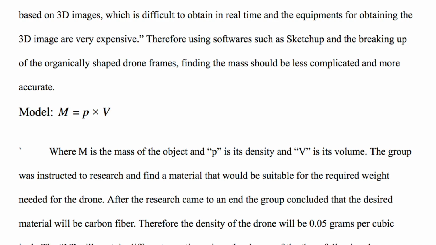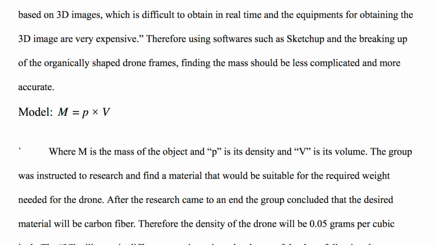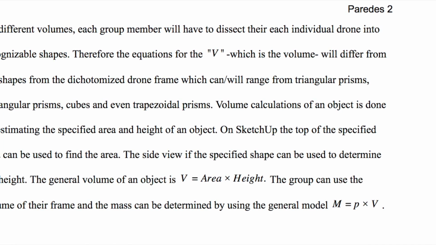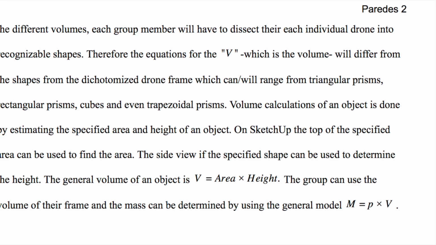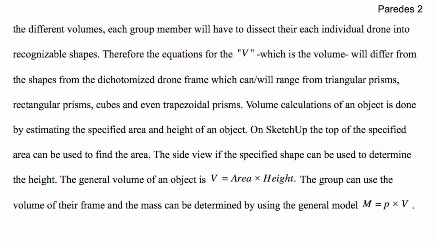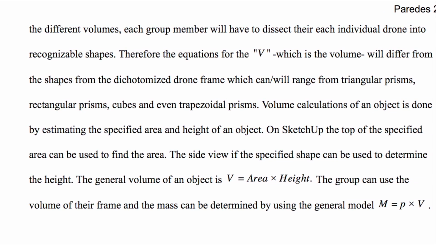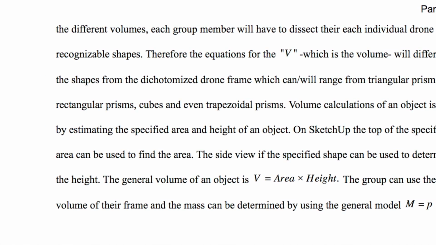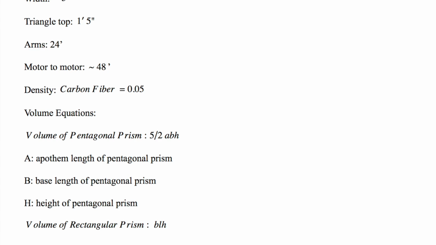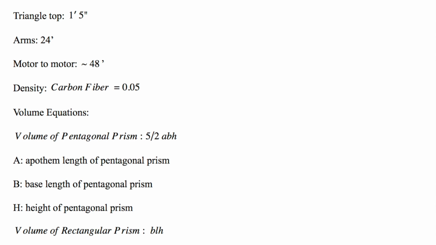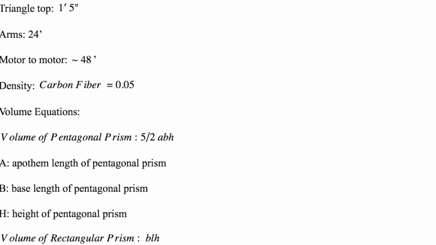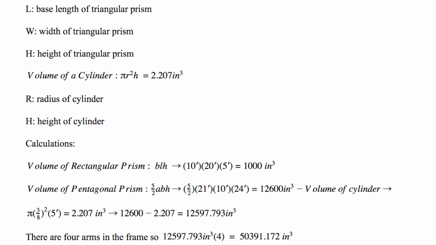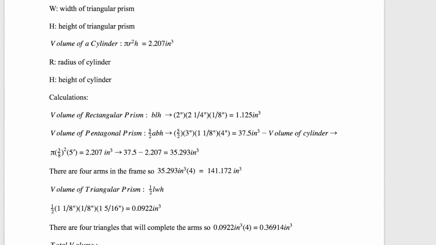After extensive research, I decided to use the model m = p × v, where m is the mass of the object, p is the density, and v is the volume. Of course, there will be different shapes in the frame. Therefore, there will be different equations for v, the volume, and v is determined by area times height. Most of the volume formulas I used were volume of a pentagonal prism, rectangular prism, cylinder, and trapezoidal prism.